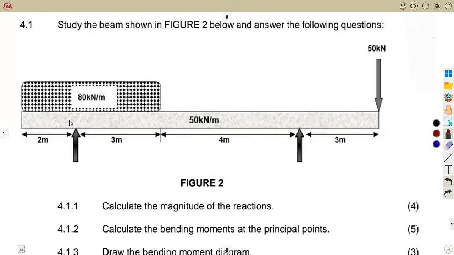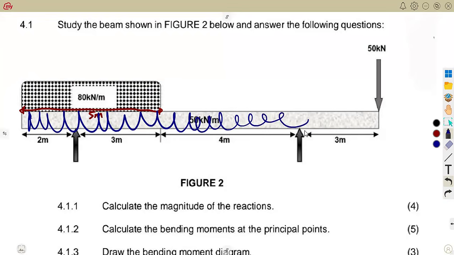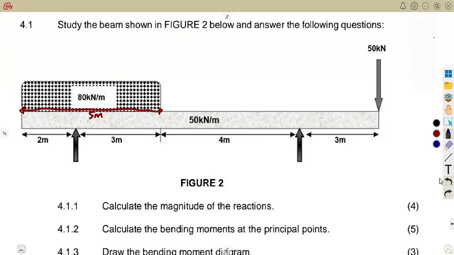Let's try to analyze. There is a distributed load here, 80 kilonewton for these 5 meters, 2 plus 3, which is 5 meters. So it is going to cover 5 meters. We also have a uniformly distributed load again of 50 kilonewton per meter covering the whole of this section. It is covering the whole of the section.